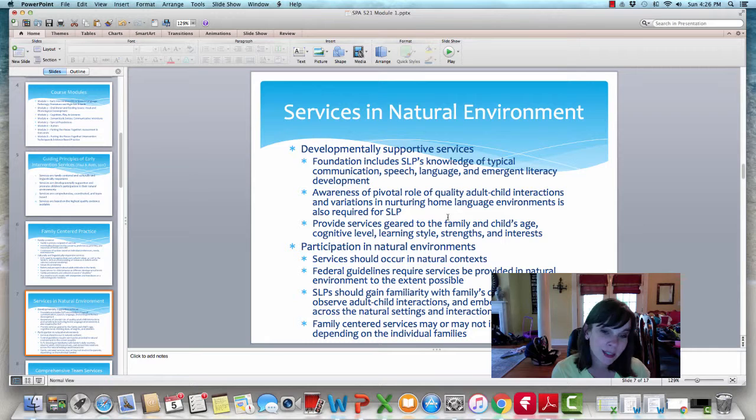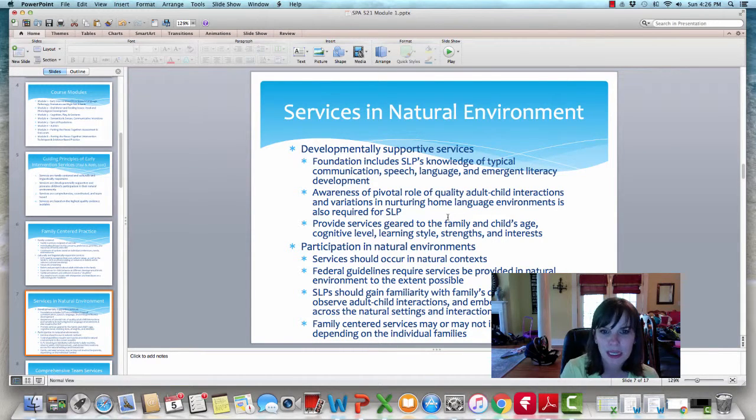Now, participation in natural environments, that's where services should occur, in a natural context. Federal guidelines require services to be provided in the natural environment to the extent possible. If it cannot be provided in the natural environment, you need a justification as to why not. But a natural environment could be a hospital setting. It could be a preschool setting. It could be the home environment.